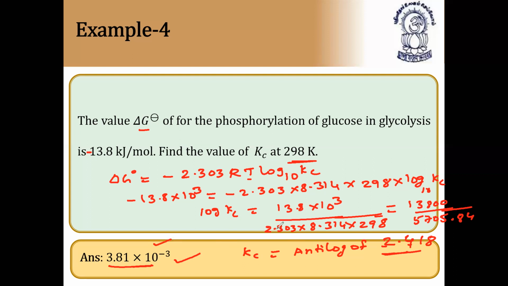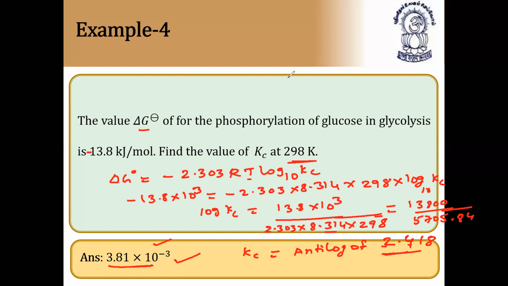In this way, you have to calculate. Here, instead of taking 8.314 into 10 to the power of minus 3, I have taken 13.8 into 10 to the power of 3, because kilojoules is given. So I have converted into joules per mole, because R is in joules. That's why you have to convert into 10 to the power of 3. That is 13.8 into 10 to the power of 3. It is kilojoules per mole. So in this way, you have to consider.